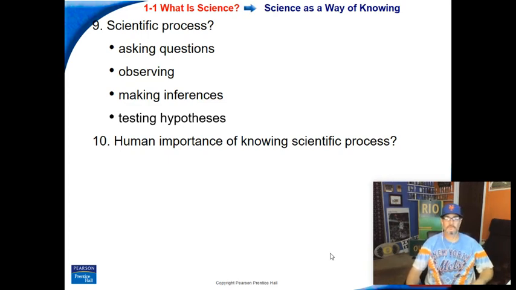So, the human importance of knowing the scientific process, even if you don't plan on studying science in college, even if you don't plan on going to college. I mean, college isn't for everybody. My wife didn't go to college and she does just fine. Having an understanding of the scientific process will give you an advantage in life.